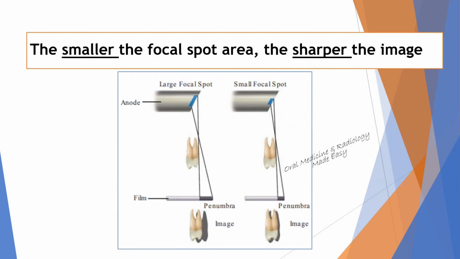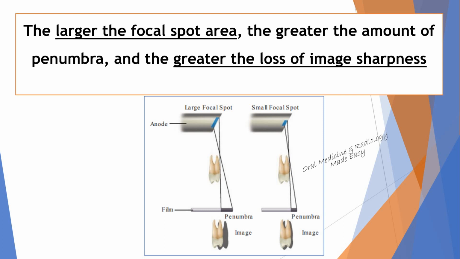The smaller the focal spot area, the sharper the image. As you can see here, the first one is a larger focal spot, and you can see the shadow or the penumbra is bigger with larger focal spot when compared to a smaller focal spot with a minimal penumbra. Penumbra contributes to the unsharpness of an image. So larger the focal spot area, greater the amount of penumbra and the greater the loss of image sharpness.